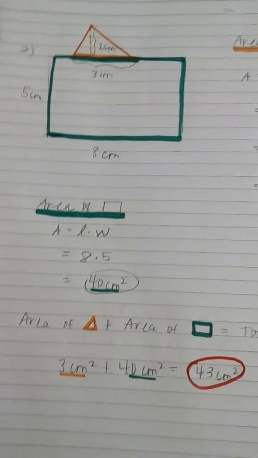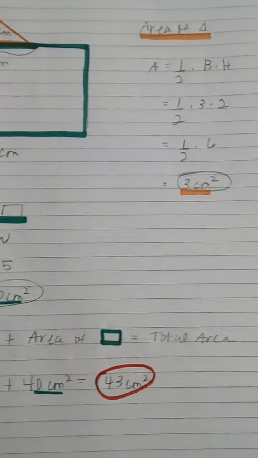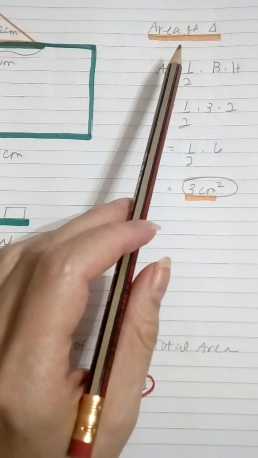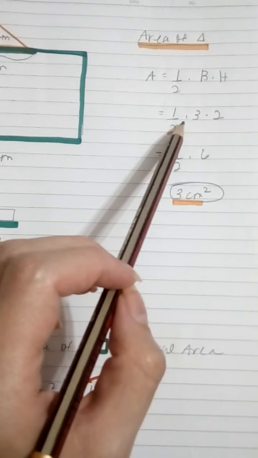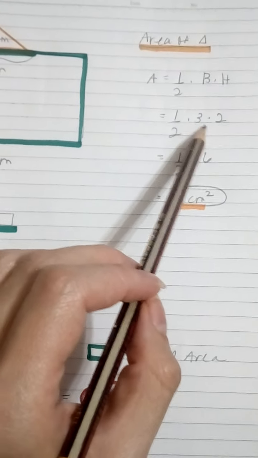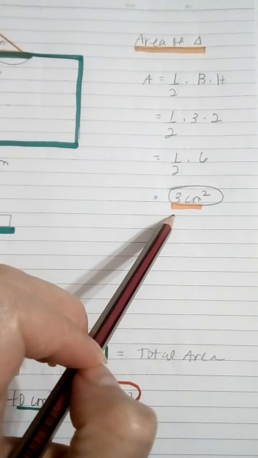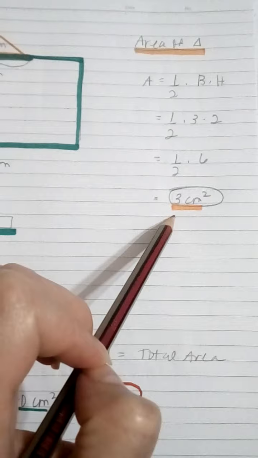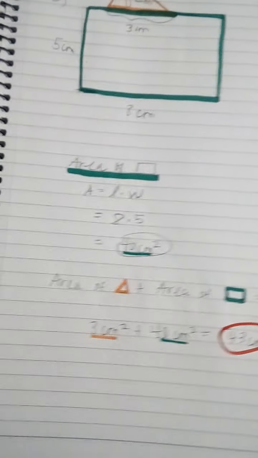Now that we have all of our dimensions, we can go ahead and find out the total area. So let's go ahead and find out first the area of the triangle by using 1/2 times base times height. We said our base is 3 units and our height is 2 units. Well, what is 3 times 2? 6. And what is 6 times 1/2? 3 centimeters squared. So the area for the triangle here is 3 centimeters squared.